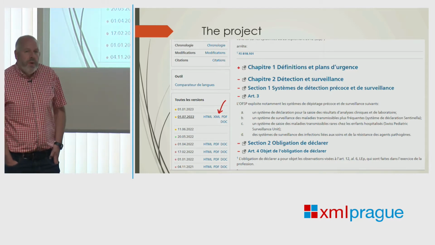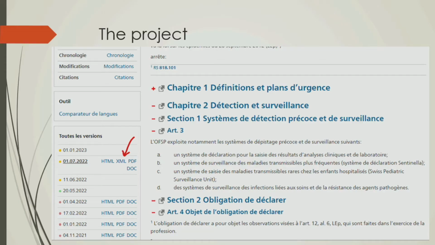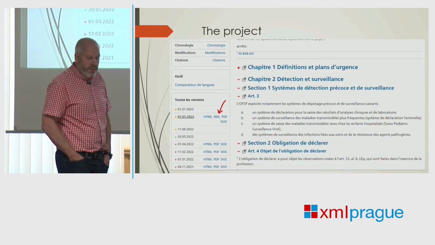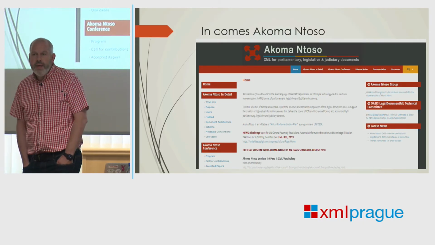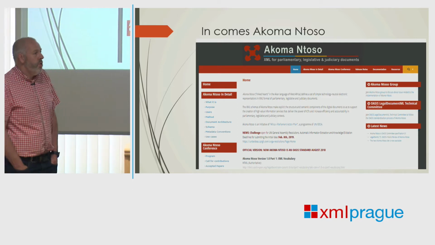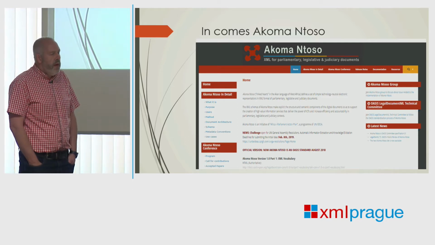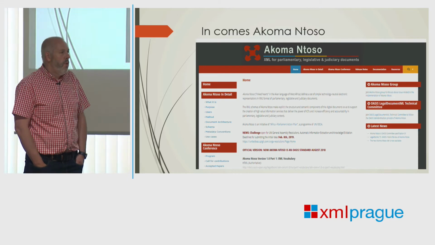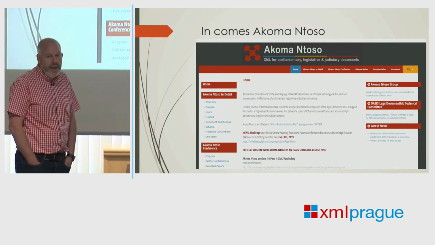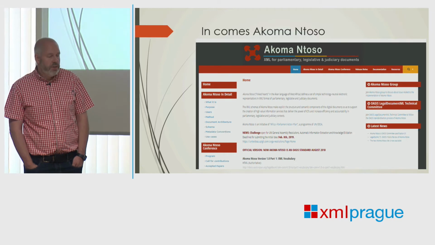There was little debate of what the machine-readable format mandated would be. It would be XML, and it would be Akoma Ntoso. So in comes Akoma Ntoso. Shortly, I think it was pretty obvious. It's an OASIS standard working on exchange of legislation documents.